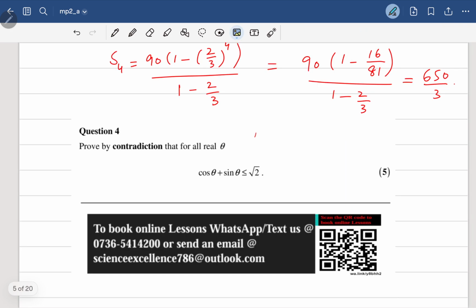Now the next question is: prove by contradiction that for all real theta, cos theta plus sin theta is less than or equal to root 2. If you have to prove by contradiction, you need to consider the opposite. You suppose the opposite of the given statement, and then by doing some mathematical working out, you show that your supposition is wrong. So you can say by the contradiction method the given statement is true.